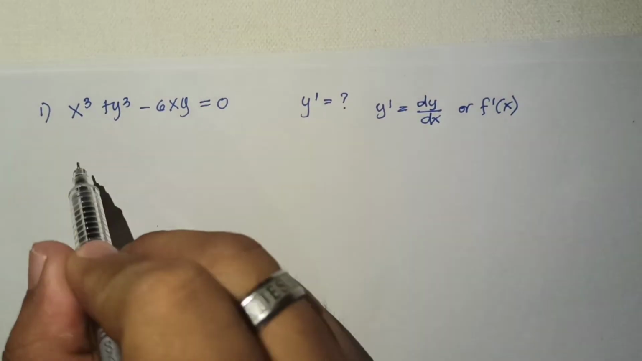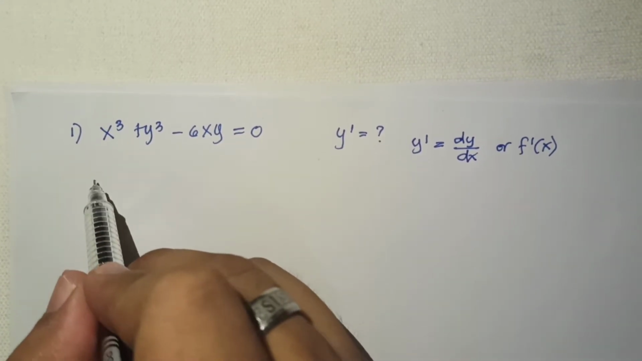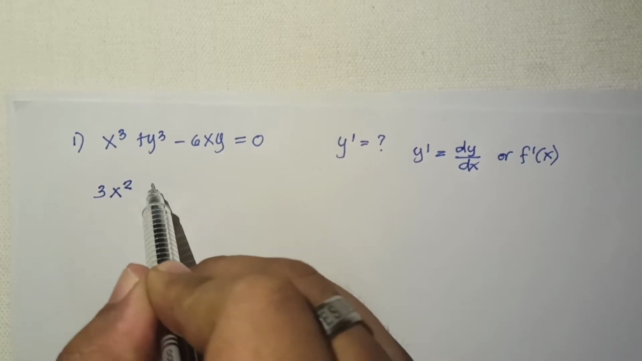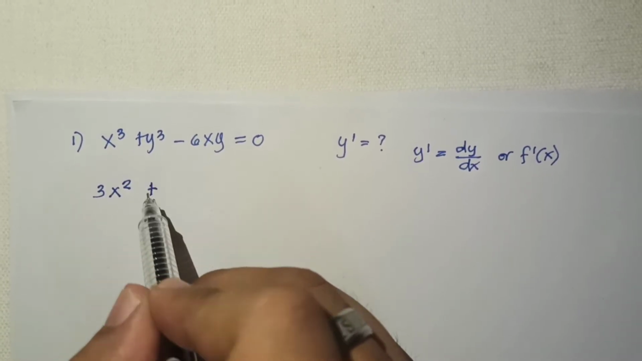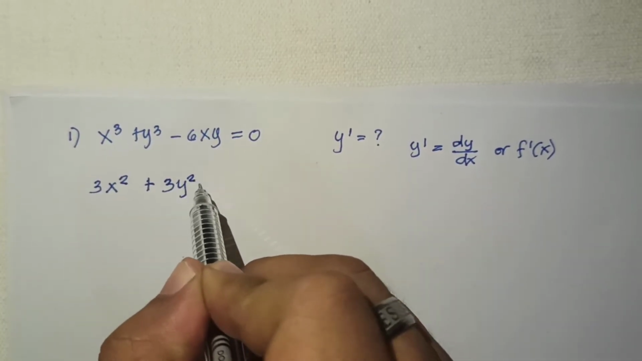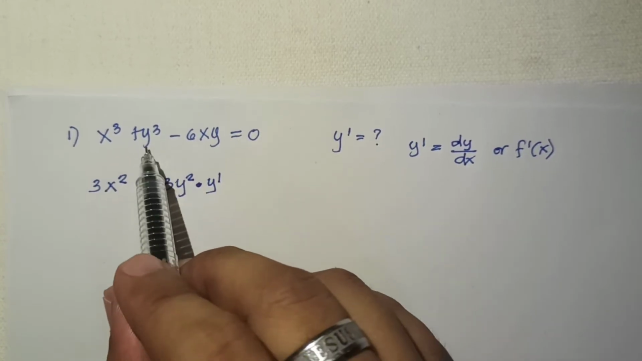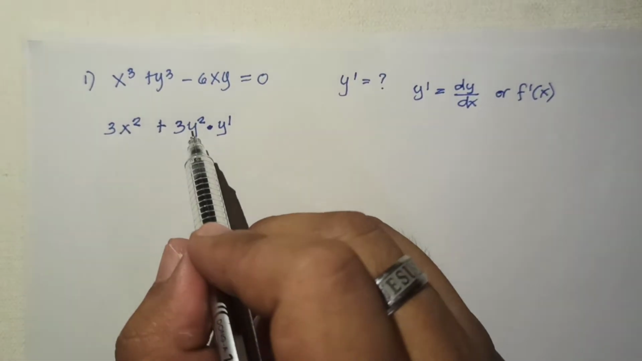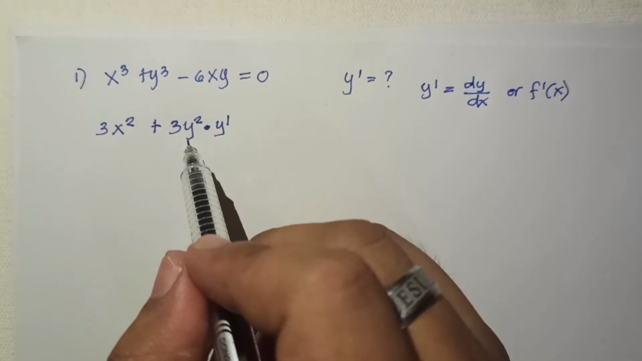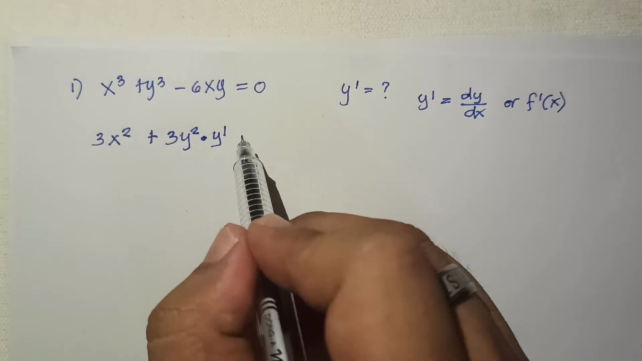So we have the derivative of x cubed is equal to 3x squared, plus the derivative of y cubed, which is 3y squared times y prime. When you differentiate the term y cubed, since that is a term of y, you have to multiply it by y prime at the end.